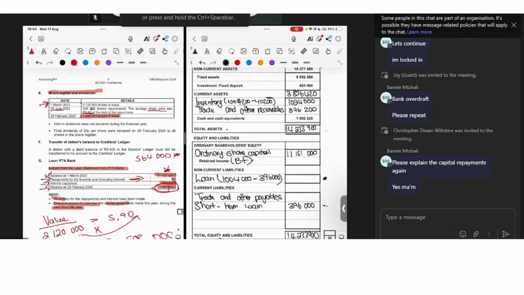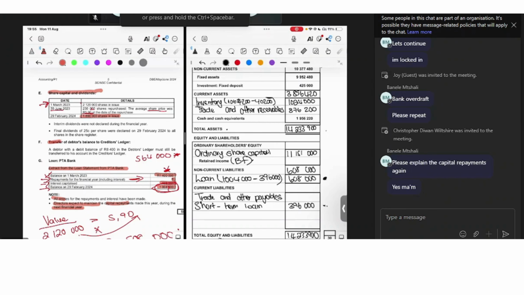Okay, then let's continue. What else? So now we have a new closing balance for loan. It will be the 1,004,000 minus the 396,000, which will give you 608,000. Okay. Then we go to our trade and other payables. So let's see. Continue with this information.